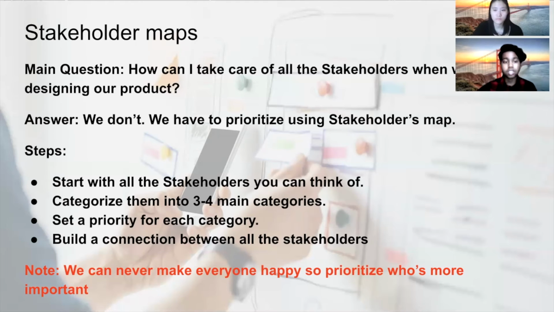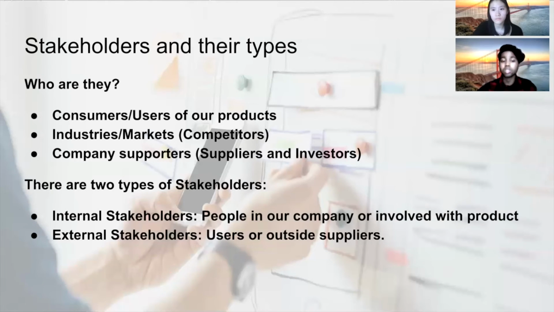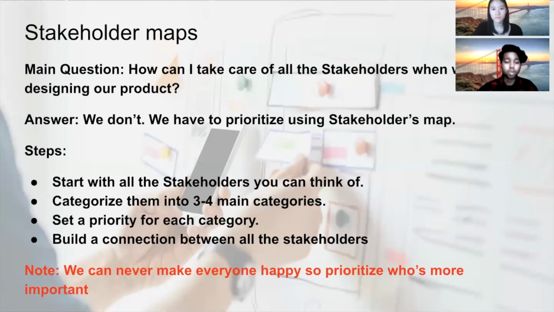So what are the steps to create our stakeholders map? We start with all the stakeholders that we can think of, whoever is using our product, going back again, who's in our industries, who is in our markets, who are our company supporters. Then we categorize them into 3 to 4 main categories. We set a priority for each category, and then we build a connection between all of the stakeholders.